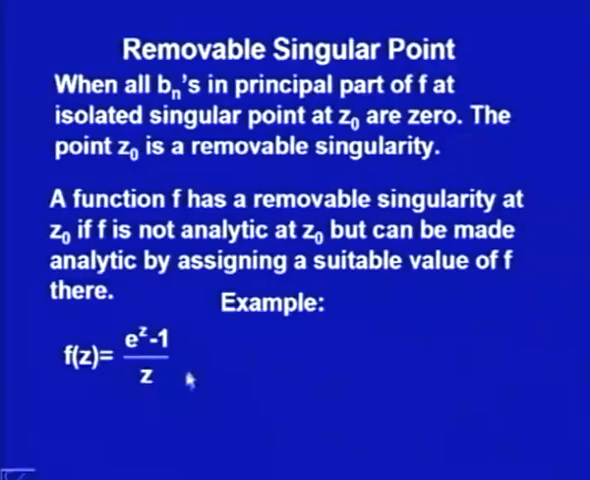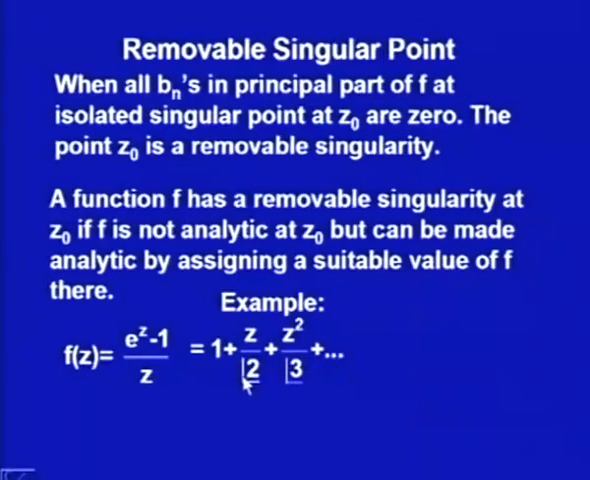Let us see, if I write the Maclaurin expansion for e to the power z, that is 1 plus z plus z square upon factorial 2 and so on. So 1 and minus 1 cancel out, and divided by z we get 1 plus z upon factorial 2 plus z square upon factorial 3 and so on. Since at z equal to 0 this function is not analytic, z equal to 0 is an isolated singularity. So of course the Laurent series can be written, and in this Maclaurin series I find it does not have any principal part, that is none of the bn's are present here.